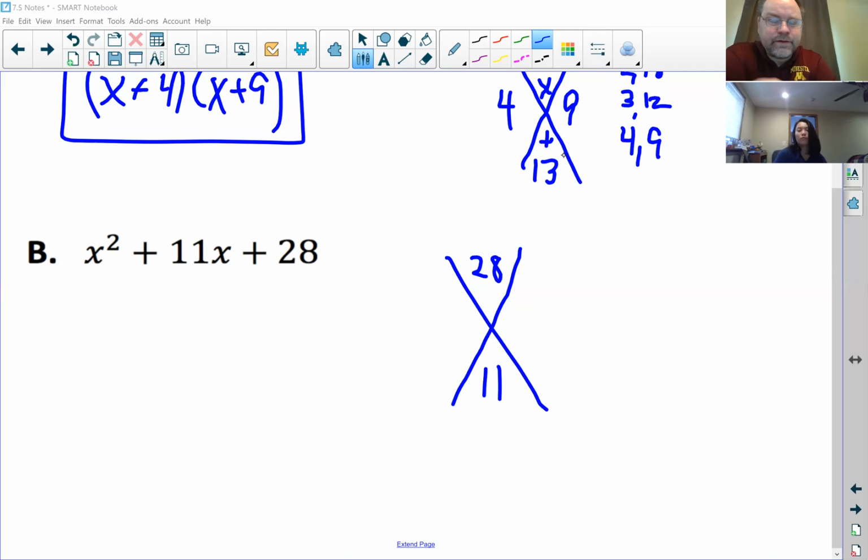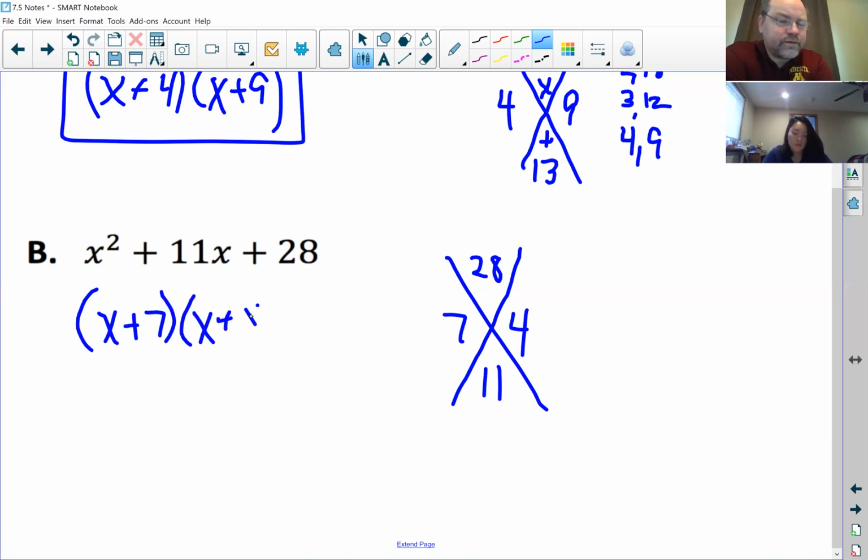All right. 3 quick answers there. That's awesome. 7 and 4 or 4 and 7. Again, the order doesn't matter. You could write it as x plus 4 and then x plus 7. That would be equivalent and correct.